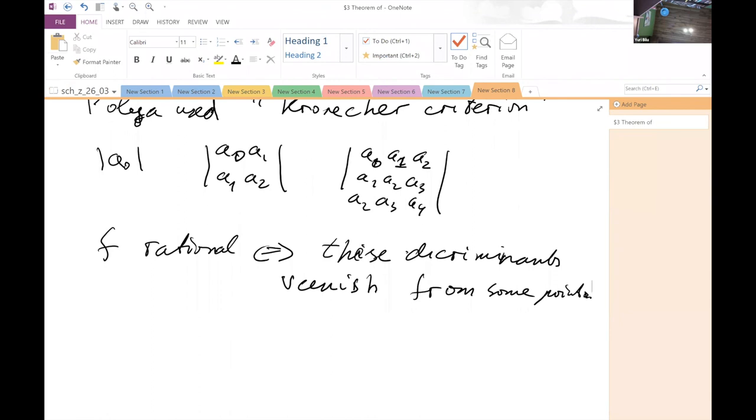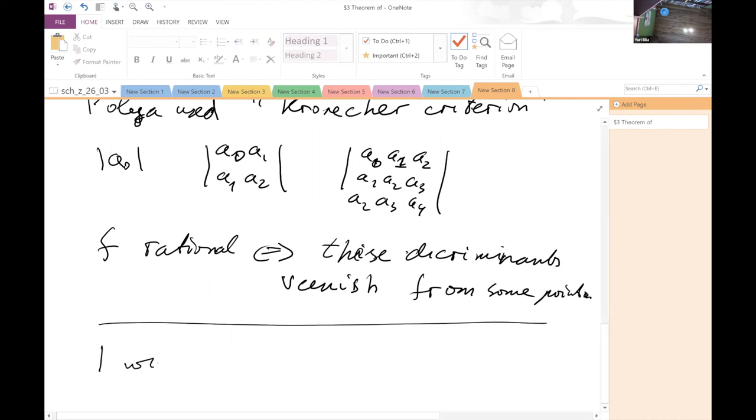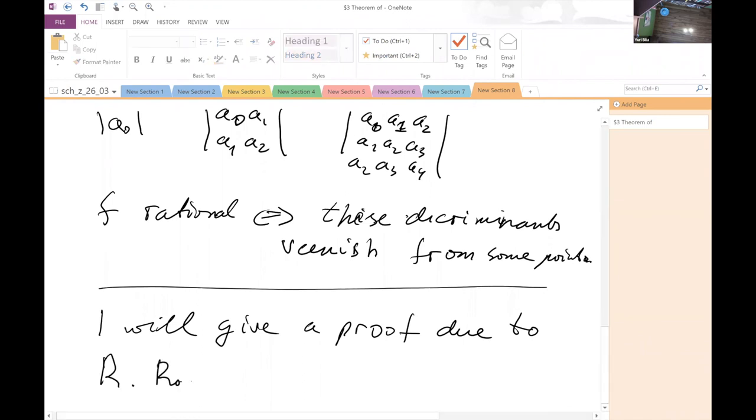I will give a proof based on this Fekete-Szegő theorem. I don't have time now to state it. I will do it on Monday, and it is a proof due to Raphael Robinson. It does not use this Kronecker criterion. I did not upload the article of Robinson because it was easier for me just to listen to what Veselý and Dimitrov explained than to read the article. But I can also upload it.